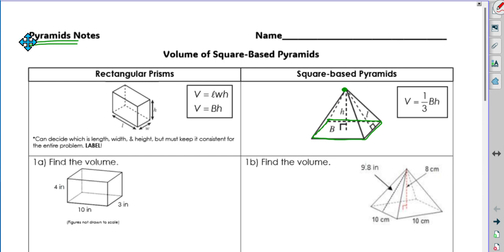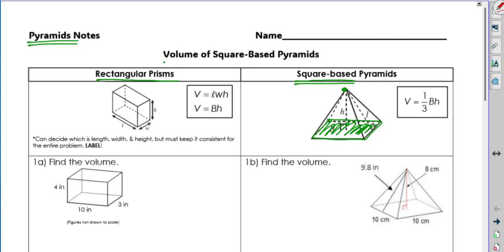We could have different shapes on the bottom, but for right now we're only going to be dealing with square-based pyramids. So that means this shape on the bottom will always be a square for this year. They're really connected to rectangular prisms, which you're just thinking of as a normal box. So I want to throw that in here too, just to see how these two things are related.